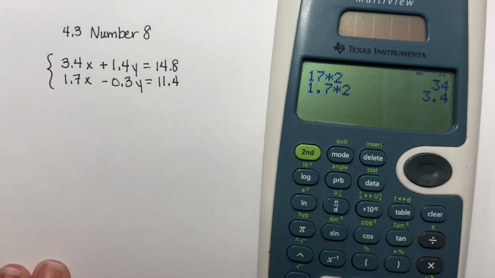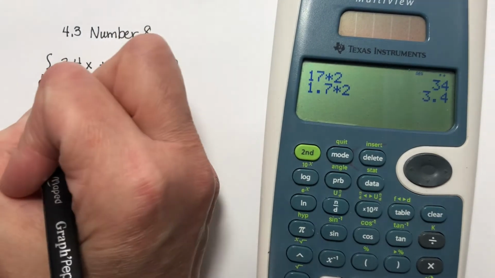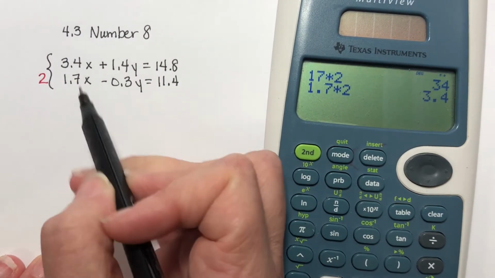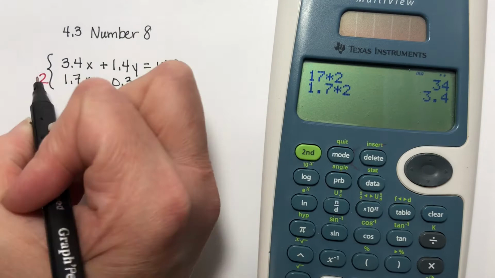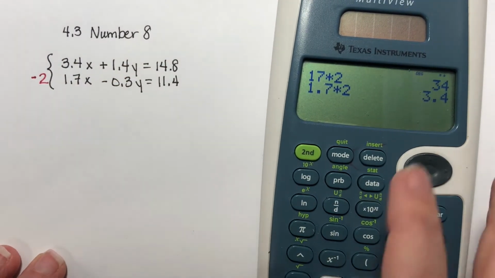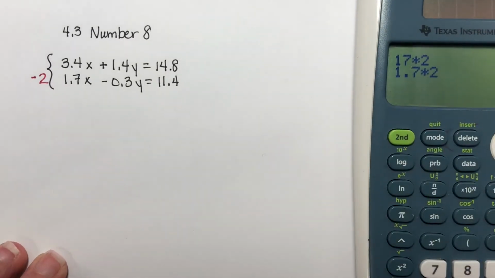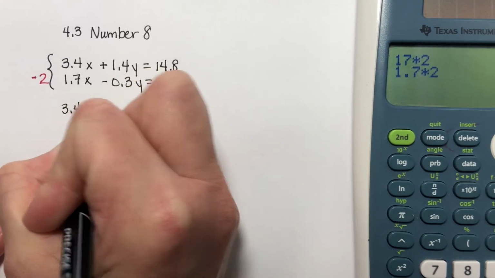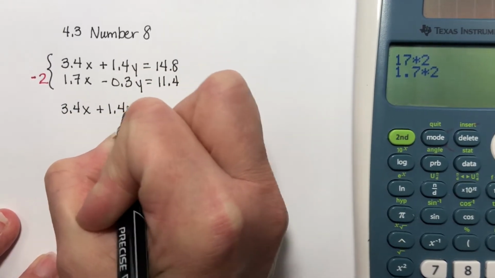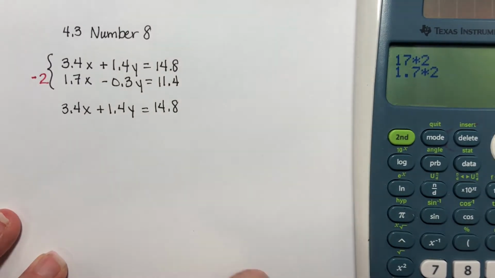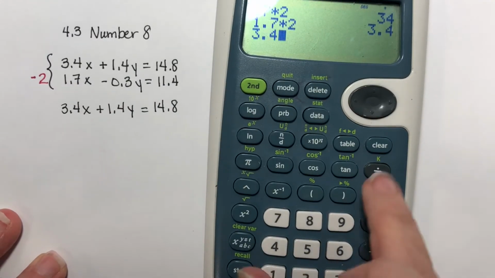So what I'm going to do is multiply the second equation by a 2. Well, that will give me the 3.4, but it will have the same sign, and we want opposite signs. So instead of multiplying by 2, I'm going to multiply that entire equation by a negative 2. Okay? So my first equation is the same: 3.4x plus 1.4y is equal to 14.8.